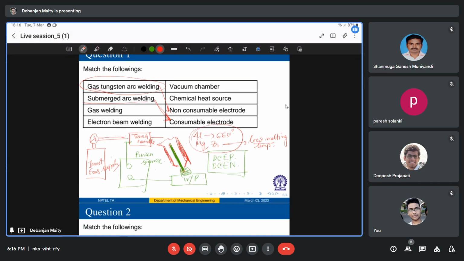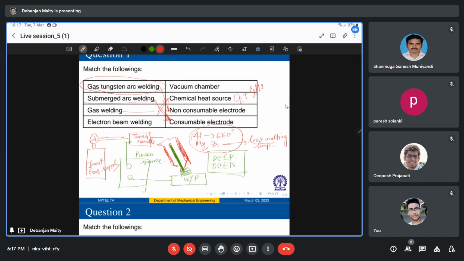And then you have this gas welding where you have a mixture of oxygen and acetylene, and then you can produce different kinds of flames depending upon the oxygen and acetylene ratio, like neutral flame, oxidizing flame, carburizing flame. These are known things. So for gas welding, this will be the chemical heat source you are using, right? So this is a mixture of O2 plus C2H2.